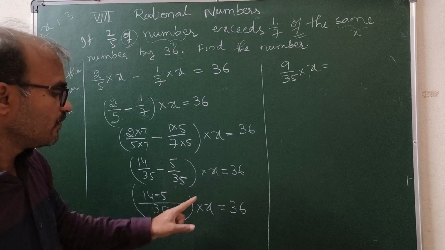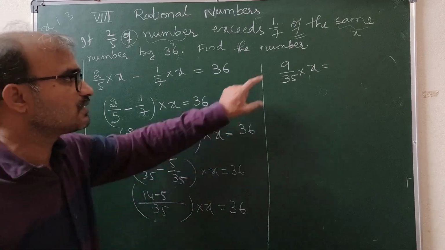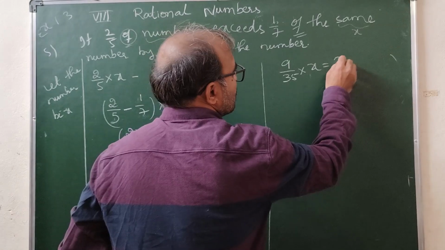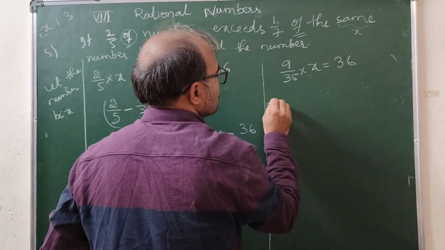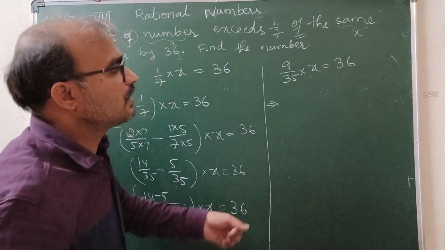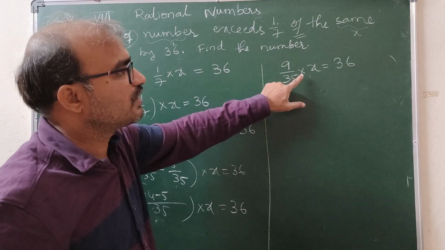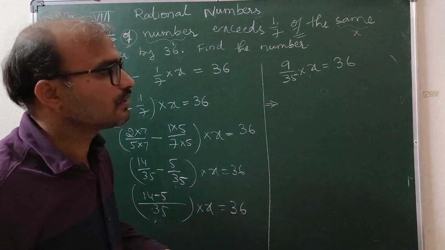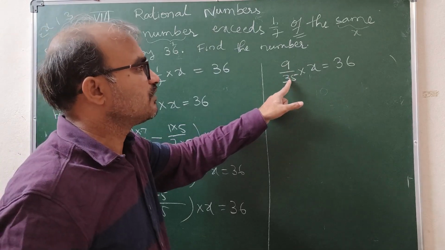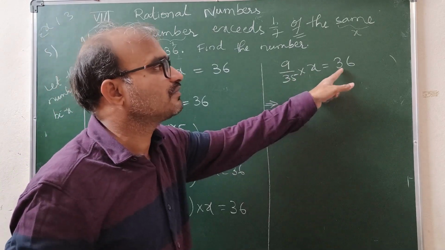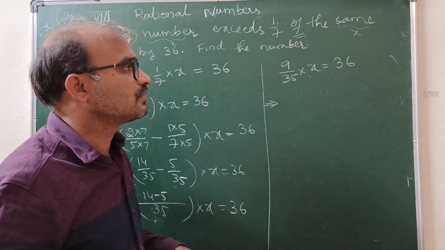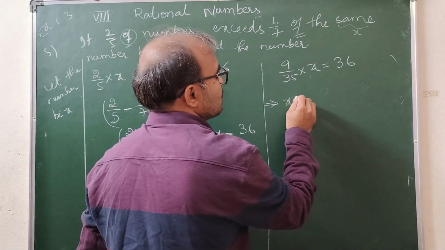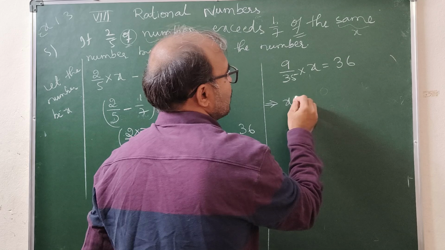So what can we do? We can remove the brackets now, as we got just a fraction. Into x is now equal to 36, implies. Here 9 by 35, what is it doing? It is multiplying here. If you go to the other side, it will divide. Means 9 by 35 and x are factors of 36. So if you take this 9 by 35 to the other side, it will divide.